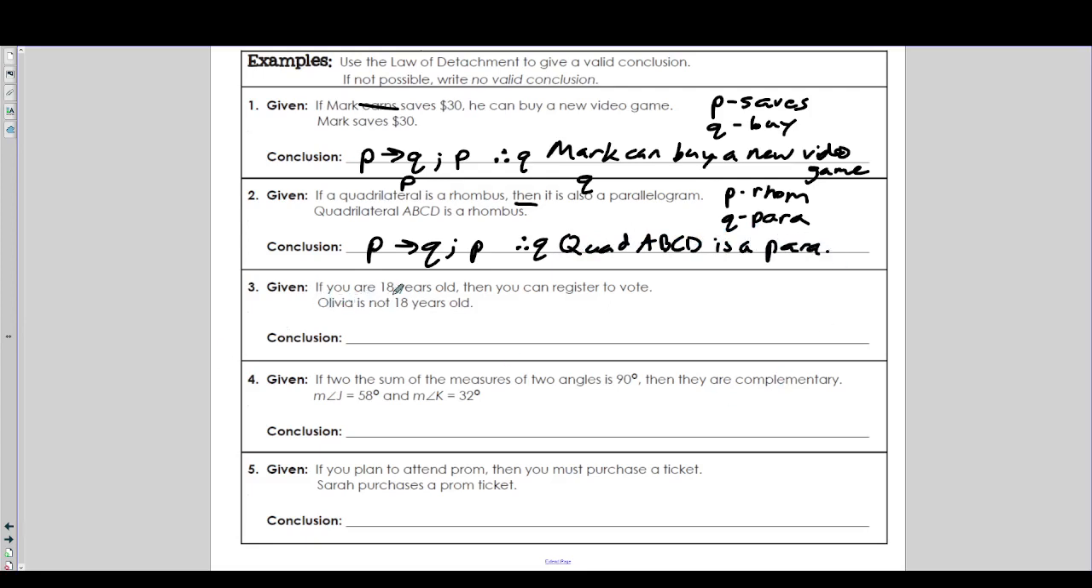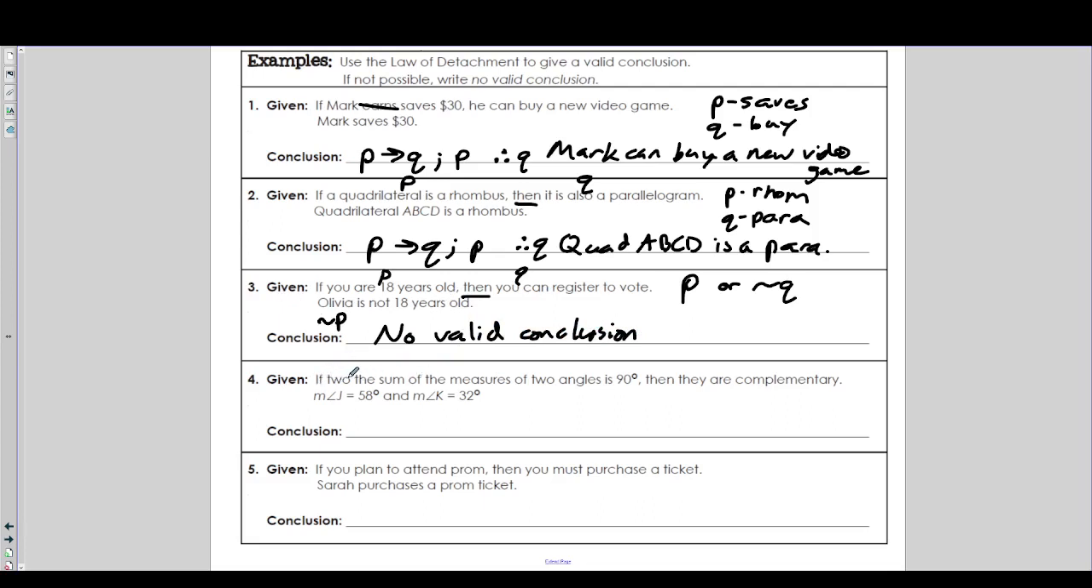Number 3 says, if you are 18 years old, that'll be P, then you can register to vote. That'll be Q. Olivia is not 18 years old, so we're given not P. Remember, that's not a way to make a valid conclusion with the law of detachment. The two things we're looking for is either P or not Q. Those are the two things that let us make a conclusion. Not P does not let us make any valid conclusion at all in a normal conditional statement like this.